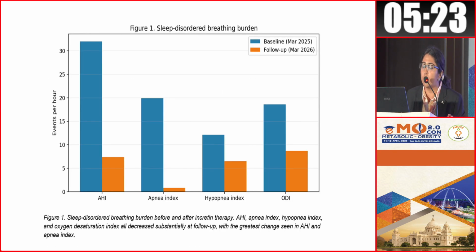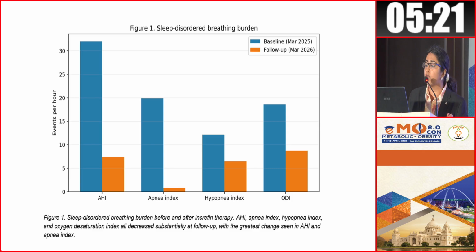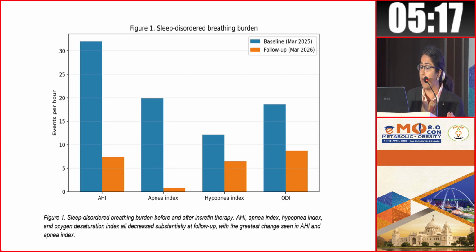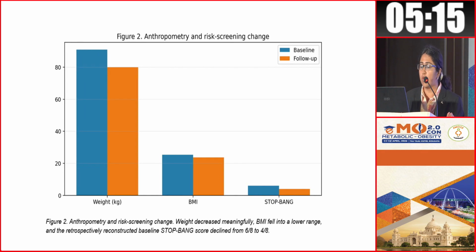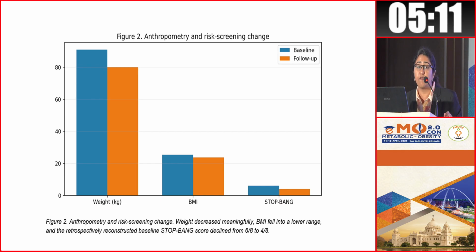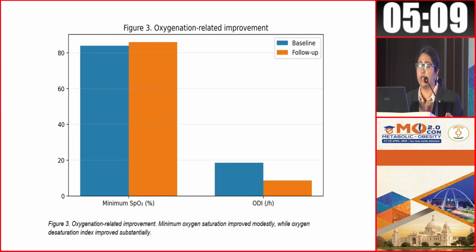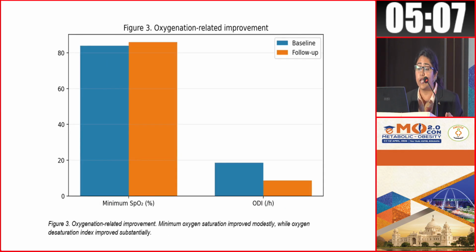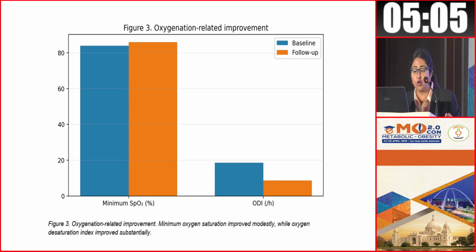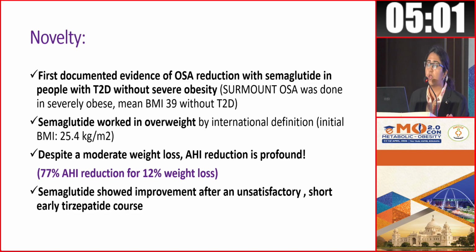This is a pictorial representation which shows the profound decrease in the sleep-disordered breathing pattern over the 1 year. The anthropometric and risk screening changes are shown graphically over 1 year, along with the oxygen-related improvement, SpO2 and oxygen desaturation index, at follow-up.